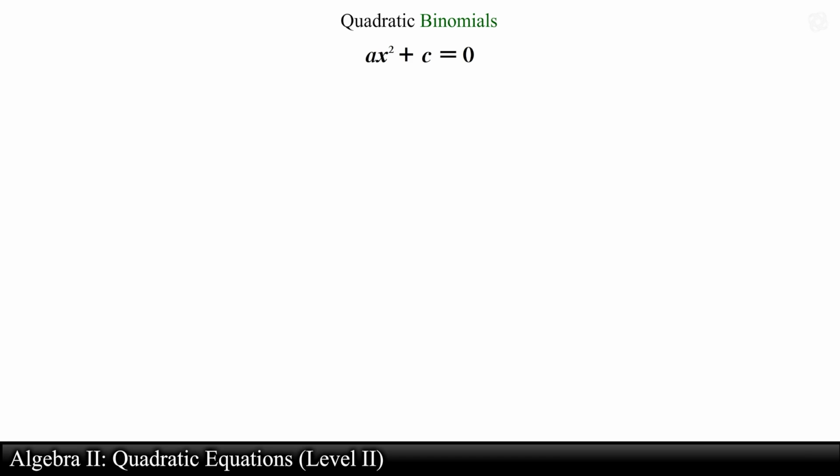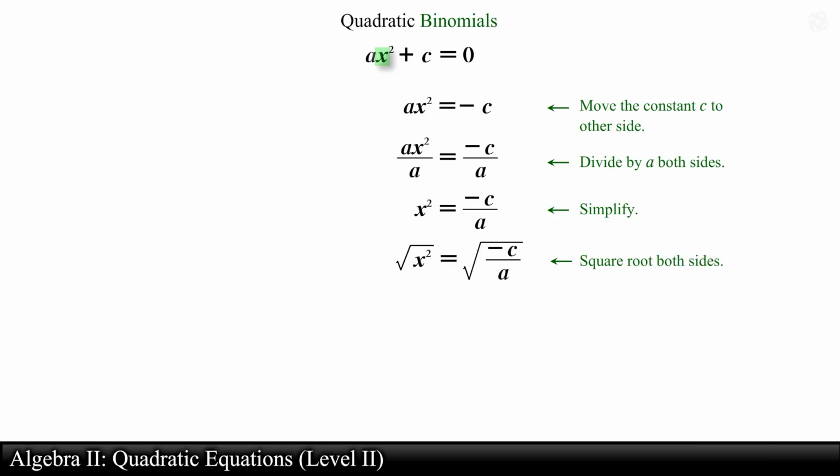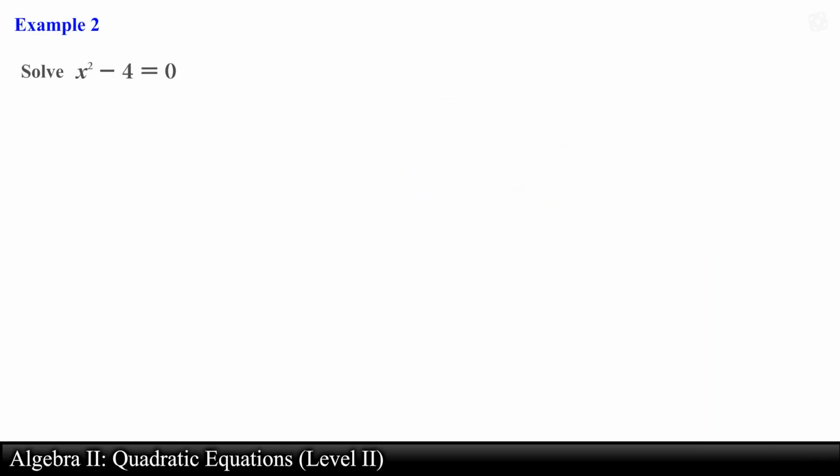equals 0. The general steps in solving these types of quadratic equations is once again to solve for the unknown variable. We typically want to get rid of the constant c, then get rid of the coefficient a, and finally take the square root of both sides of the equation. Let's try the following example. Solve the equation x squared minus 4 equals 0.